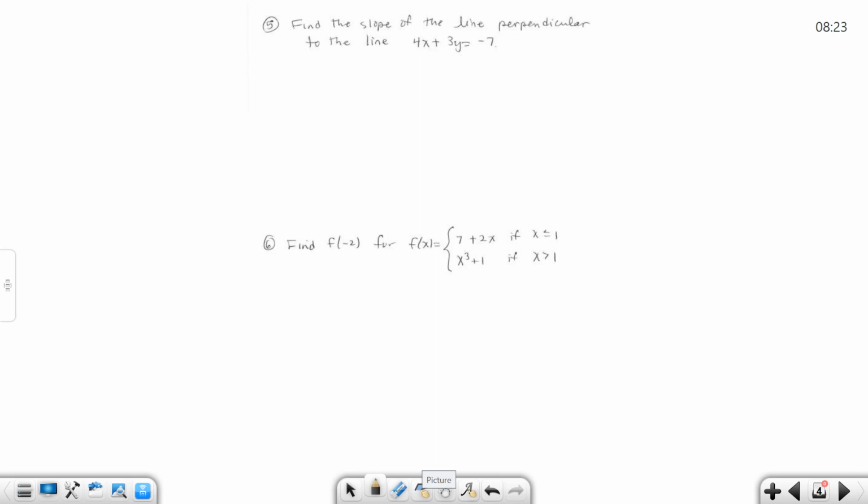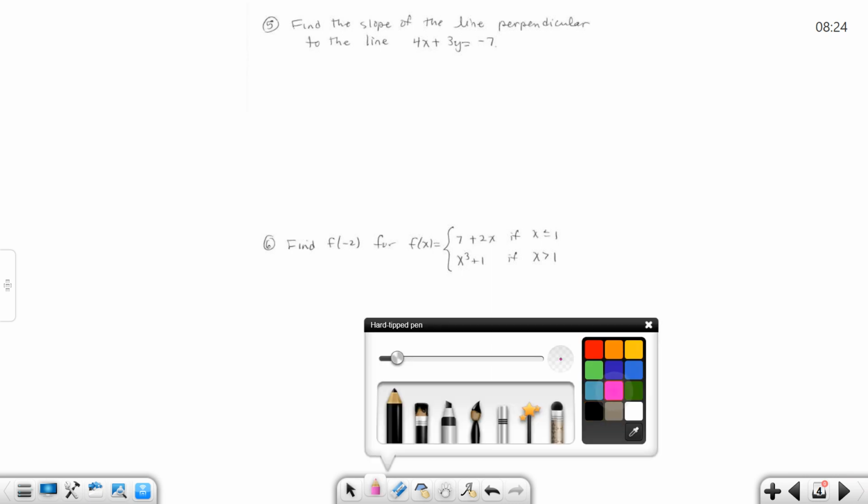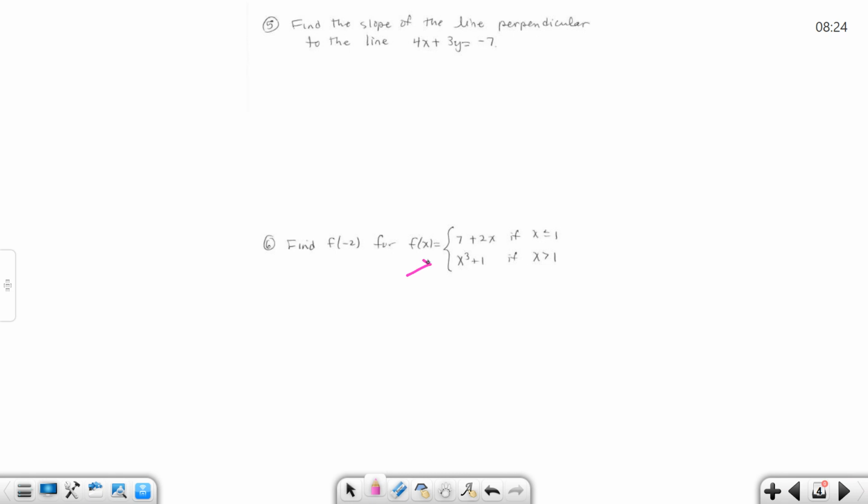We will begin with number 6 on the practice final exam. We want to find f of negative 2 for the function that's given. Since this is a piecewise function, that means we've got different pieces given to us for this one function. The first thing we have to do is decide where this x fits in.